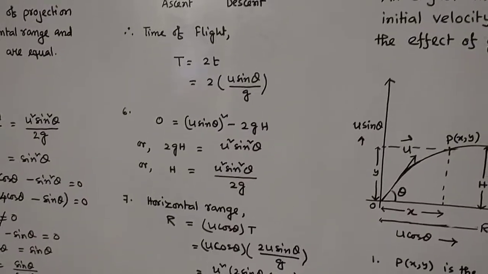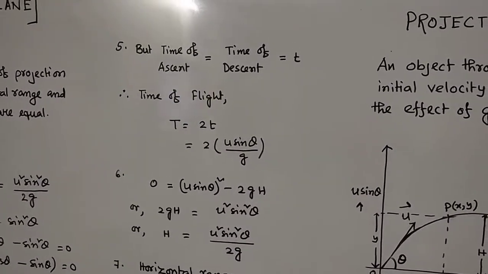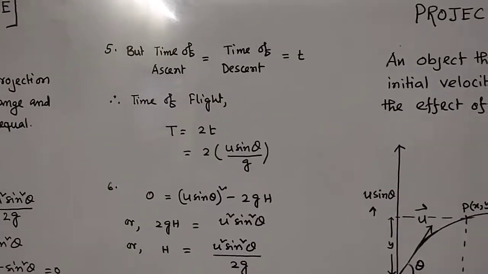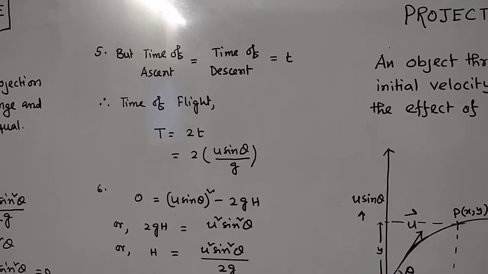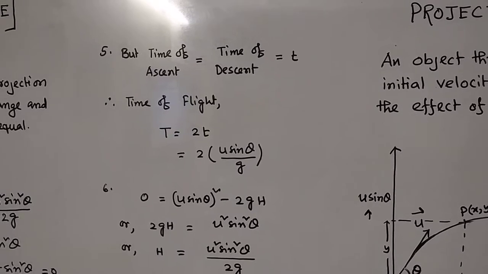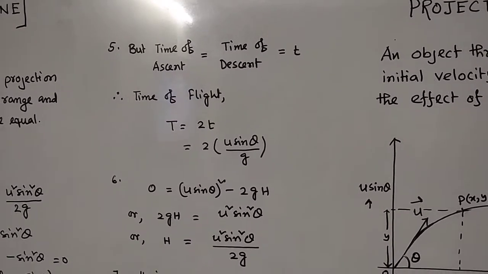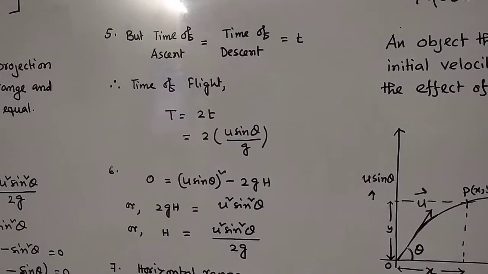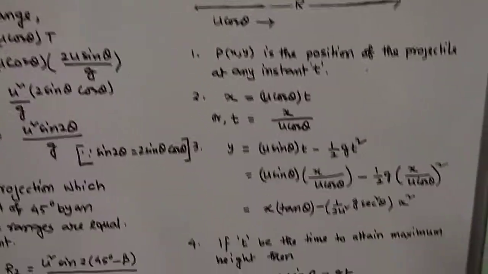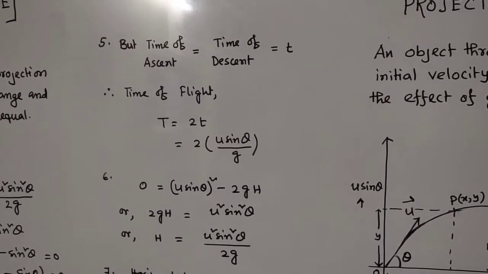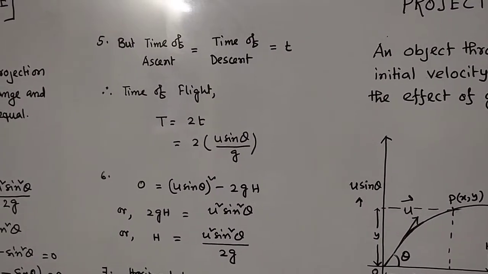Okay, so you can use the same symbol, but you have to specify what the symbol justifies. Time of flight means the time during which the projectile is in air. That is your time of flight, that is your 2t: time of ascent plus time of descent. So it is 2t, and time of ascent is u sin theta by g, so it's 2u sin theta by g.